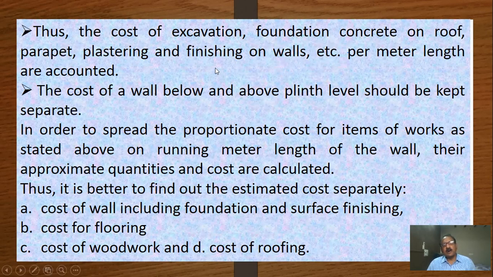So the cost of the wall below and above plinth level should be kept separate, because the cost always varies with your depth or height. So below the ground level, you have to calculate separately, and above the ground level, you have to calculate separately.